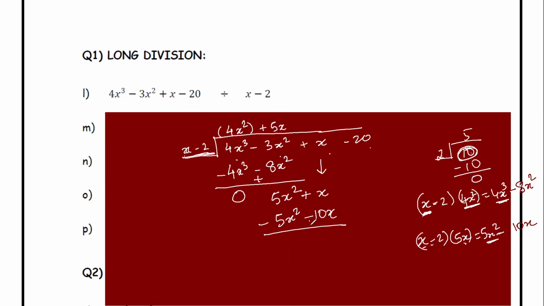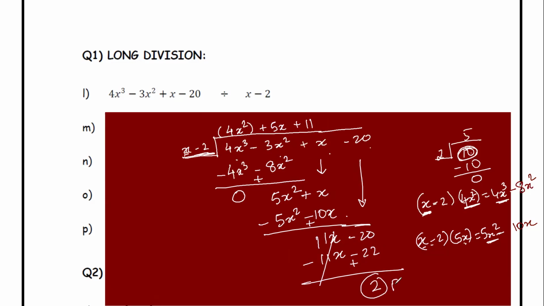Change the sign, negative becomes positive. So you got 11x and bring down negative 20 out here. Okay. Now I need 11x. So it's very simple. Plus 11. So x minus 2 into 11 is 11x. And then negative 2 into 11 is negative 22. Now change the sign. So this cancels and you get minus 20 plus 22 gives you 2 as your remainder.